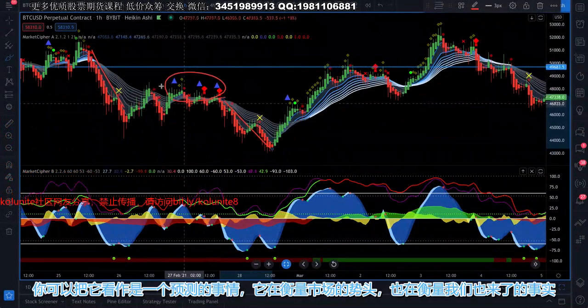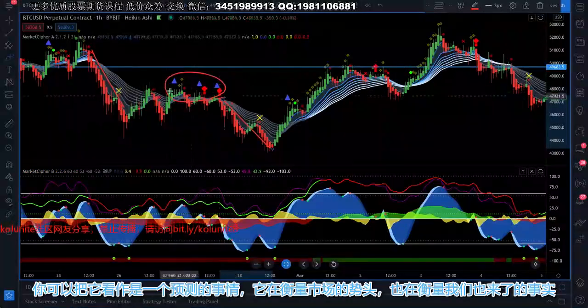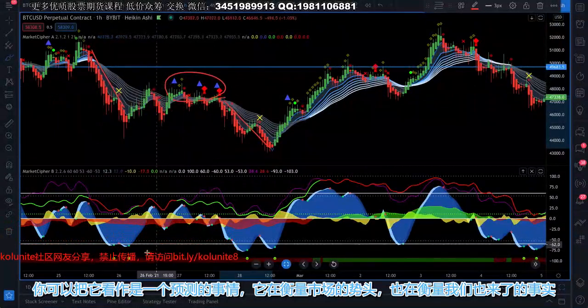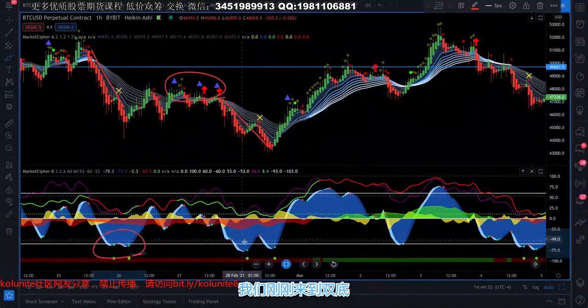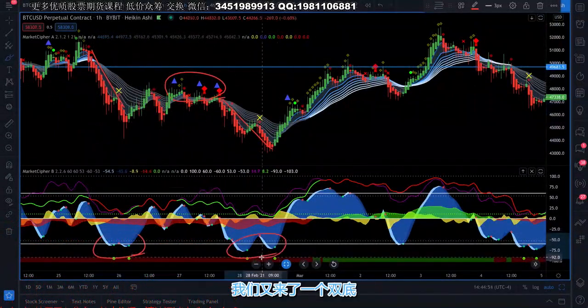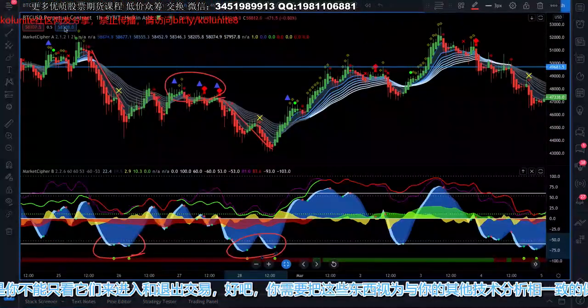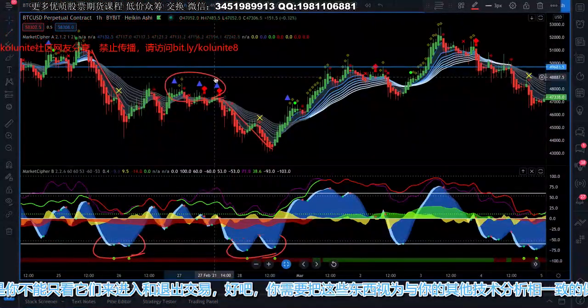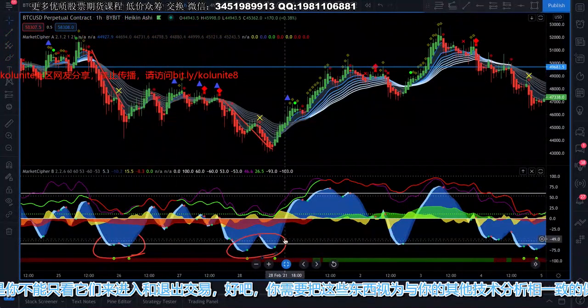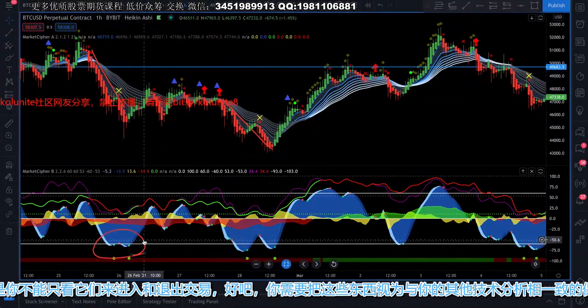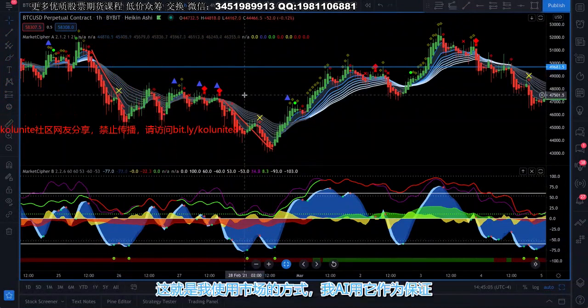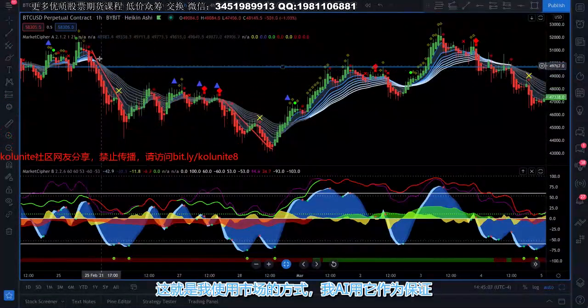You could take it as a predictive thing where it's measuring the momentum of the market. It's measuring the fact that we just came to a double bottom. We're coming to another double bottom. But you can't just look at them to enter and exit trades, okay? You need to look at these things as reassurances that go along with your other technical analysis. That is the way I use Market Cipher A. I use it as reassurance.